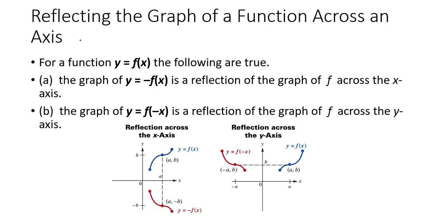Reflecting the graph of the function across the axis. These are the points that you want to definitely write down in your summary sheet. For a function y is equal to f of x, the graph of y is equal to minus f of x is a reflection of the graph across the x-axis. This would be an example of that. So if this is f of x, y is equal to minus f of x would be a reflection across the x-axis. The graph of y is equal to f of minus x is a reflection of the graph f across the y-axis. So this is y is equal to f of x, and here would be y is equal to f of minus x. So you replace each x with minus x in this f function.